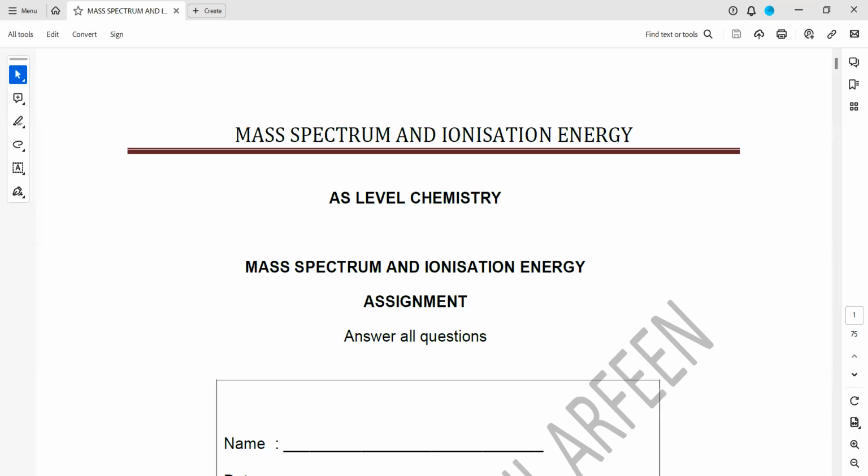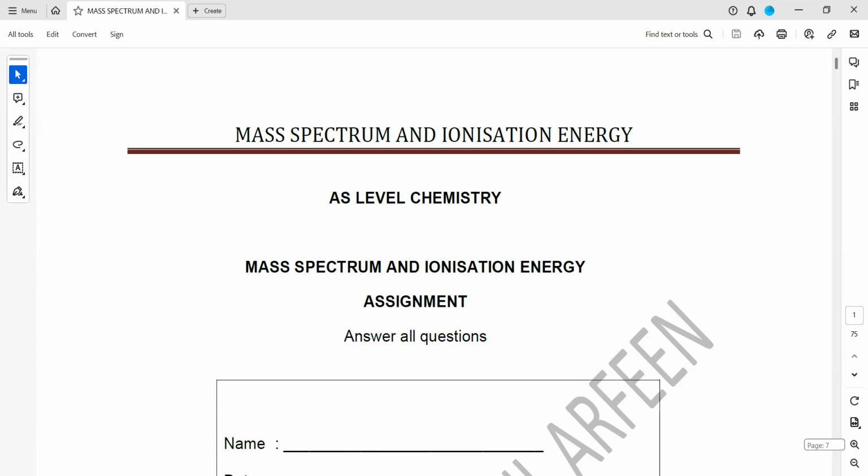So, mass spectrometer and ionization energy assignment. The first 18 questions are recorded, so we'll start with question 19. At the end of every session, I will solve some questions from different assignments from both unit 1 and 2. That will be a revision for you as well, and you will have an idea how to answer these structured questions.